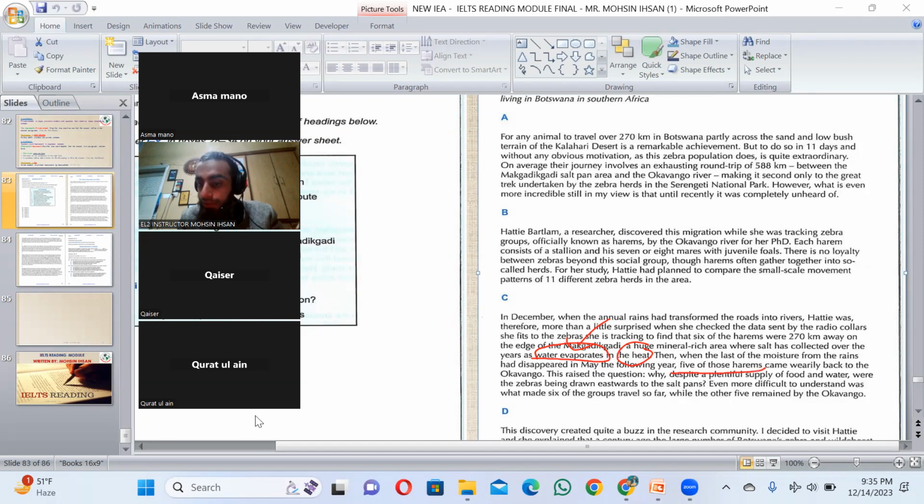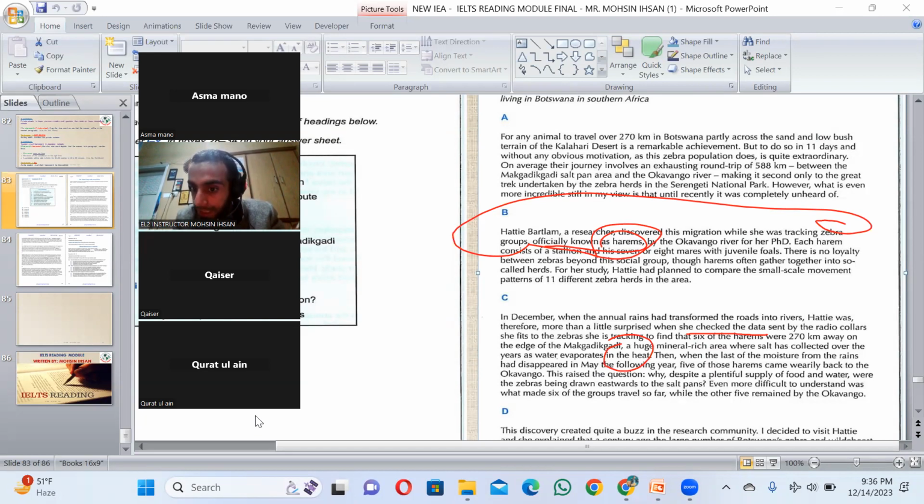Next position was that five of the harems. This person called the group of zebras harems, right? Zebra groups are officially known as harems. The harem is actually the group name of zebras. Now, another position, how the salt is made, is complex, a little bit difficult to understand.